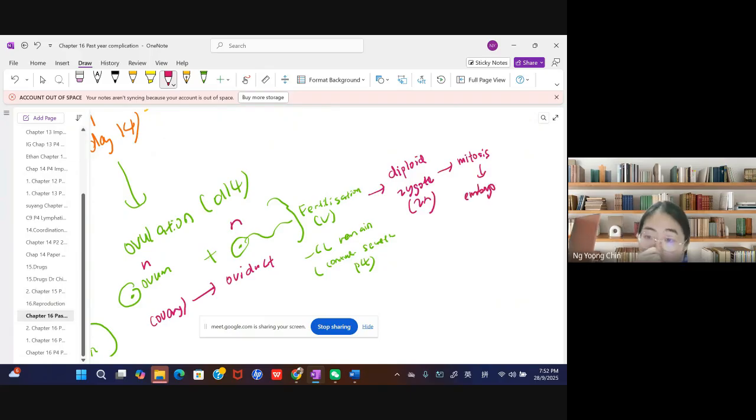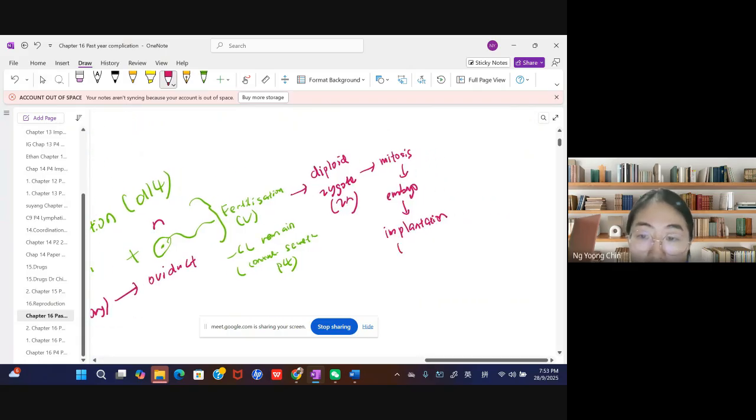Okay, embryo. Later they will do the implantation on the uterus. That's why the uterus lining must be very thick and vascular. So now we talk about implantation on the uterus.